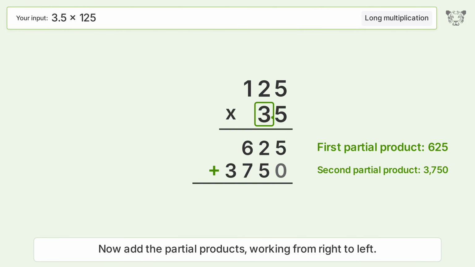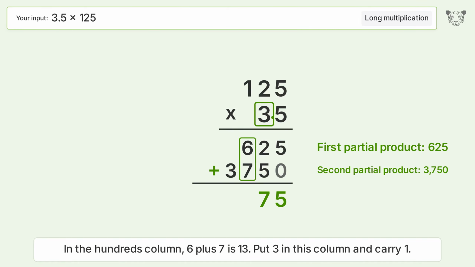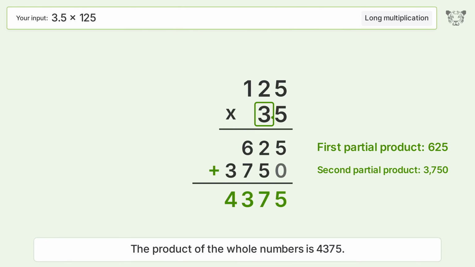Now add the partial products, working from right to left. In the ones column, 5 plus 0 is 5. In the tens column, 2 plus 5 is 7. In the hundreds column, 6 plus 7 is 13. Put 3 in this column and carry 1. In the thousands column, 3 plus the carried 1 is 4. The product of the whole numbers is 4,375.